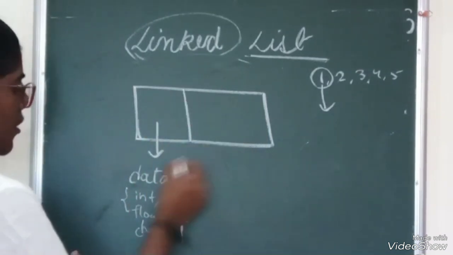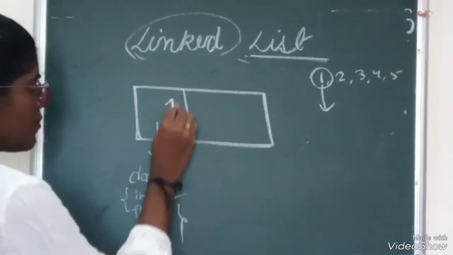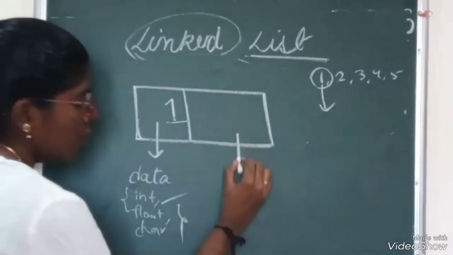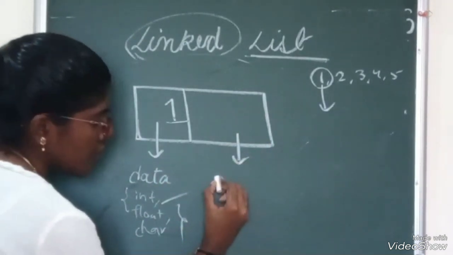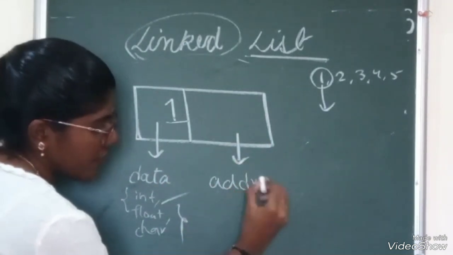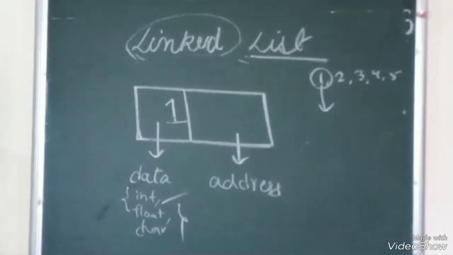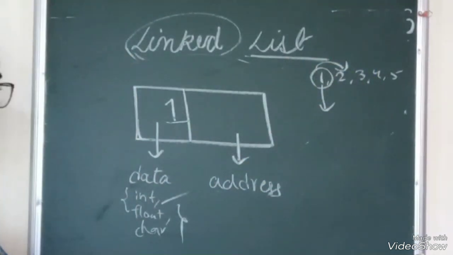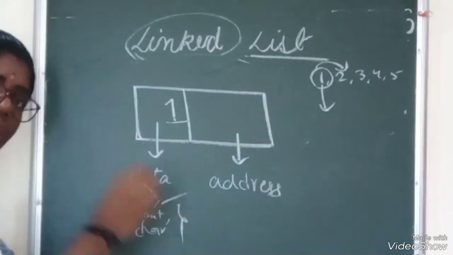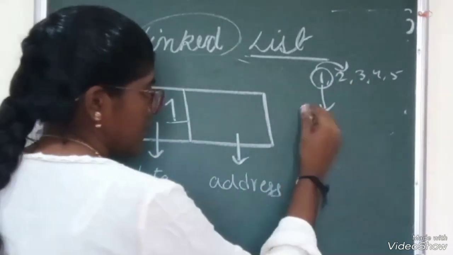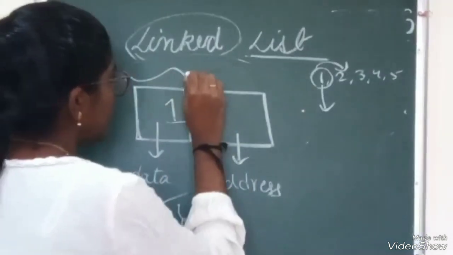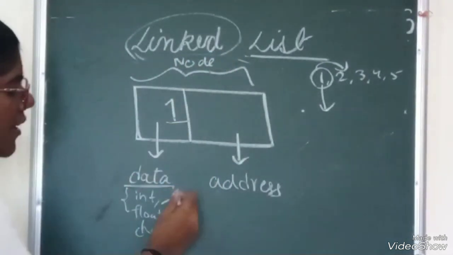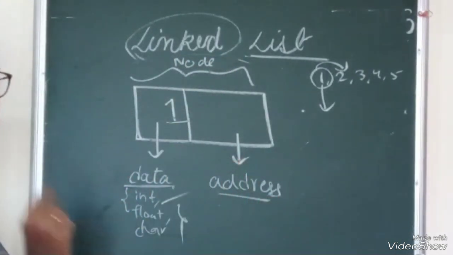So if I'm taking integer value 1, I'm storing it here. And what is this block for? This block is for storing the address. Address of what? Address of the next element. For the next element, we're going to declare another linked list, that means another node. This complete set is called a node, which includes the data part and the address part.